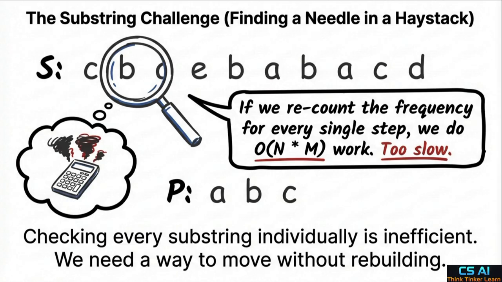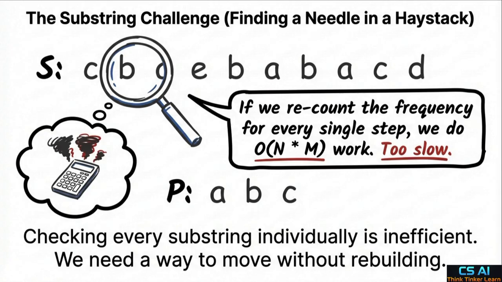When we move our window from index 0 to index 1, most of the characters stay the same. Recounting B and C over and over is a waste of CPU cycles. We need a way to move through the string without rebuilding our frequency map from scratch every single time.